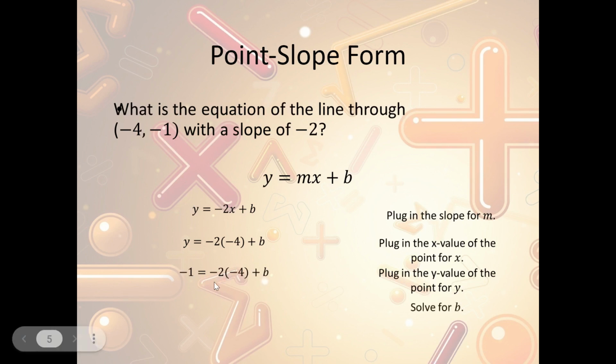Now we just solve for b. -2 times -4 is +8. So that's -1 is equal to 8 plus b. We're going to get rid of this 8 by subtracting, so we subtract 8 from both sides. And we get -1 minus 8 is -9. That's equal to b. Now we plug this back into our y equals mx plus b form. So y equals -2x, and then our b is -9, so it's -9.